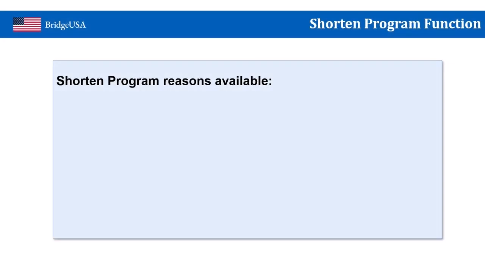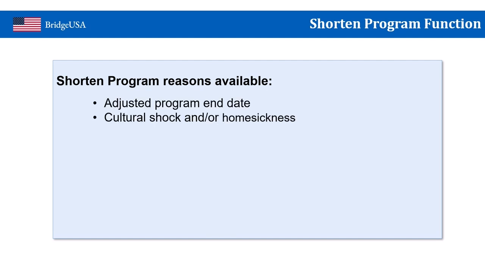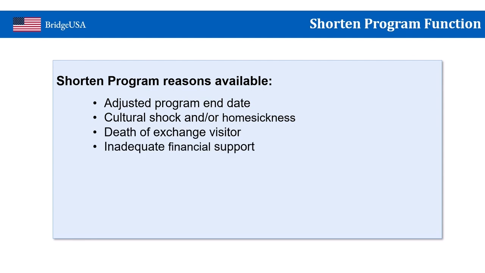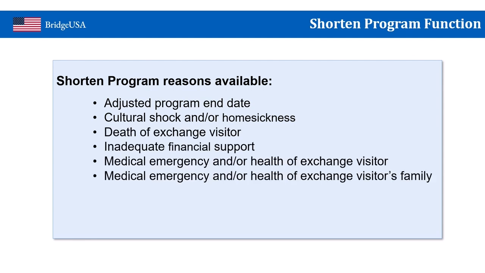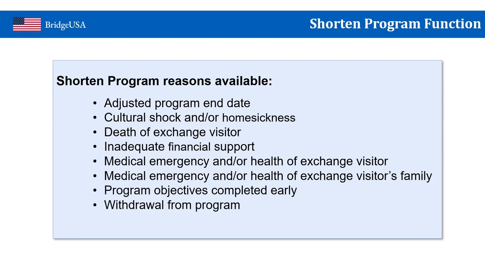The Shorten Program reasons that are available from the drop-down menu are adjusted program end date, cultural shock and/or homesickness, death of exchange visitor, inadequate financial support, medical emergency and/or health of exchange visitor, medical emergency and/or health of exchange visitor's family, program objectives completed early, withdrawal from program, and other.